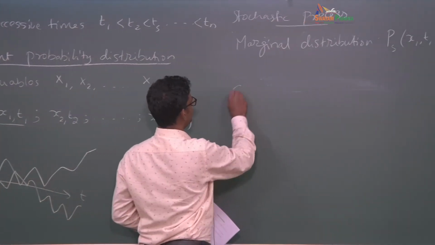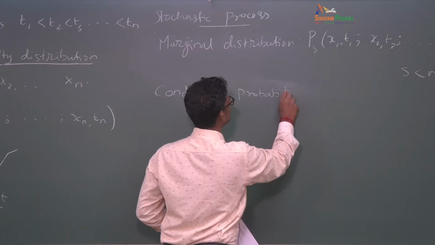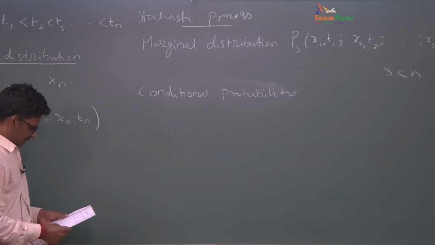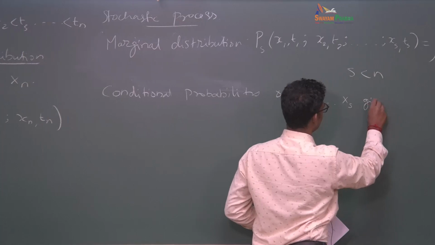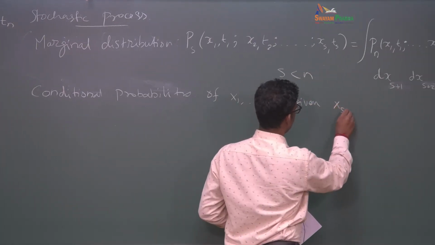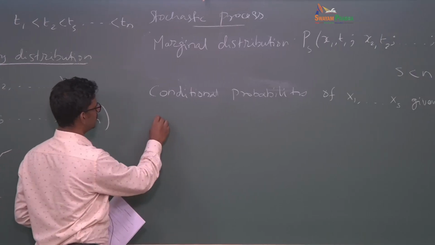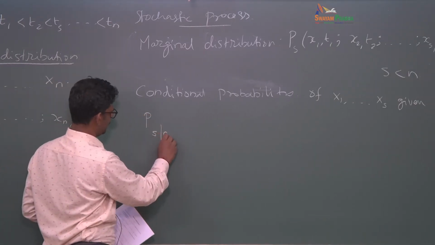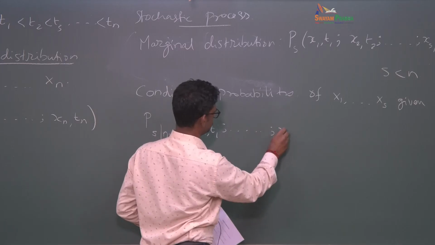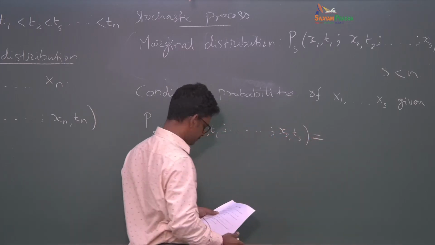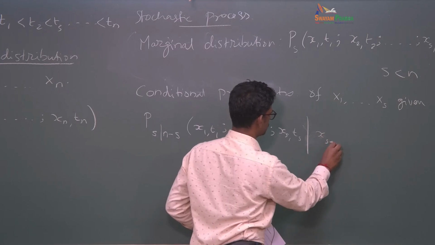Then there is something called conditional probability. Conditional probability of x1 all the way up to xs given xs plus 1 all the way up to xn. And we denote this as p s given n minus s, x1 t1 ... xs ts, conditioned with xs plus 1 ts plus 1, and so on.